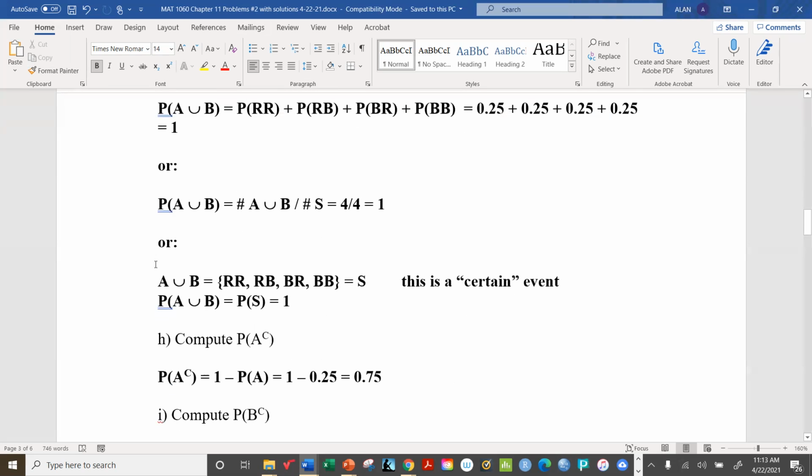Okay. Here we go. It's time for the complement rules. So we remember that very well. The probability of a complement equals 1 minus the probability of A, which you recall from earlier was 0.25. And that gives us a final result of 0.75.